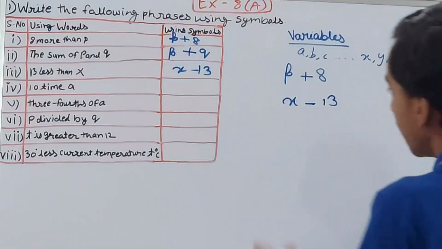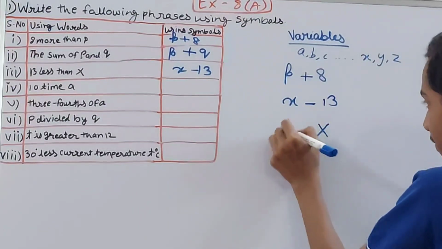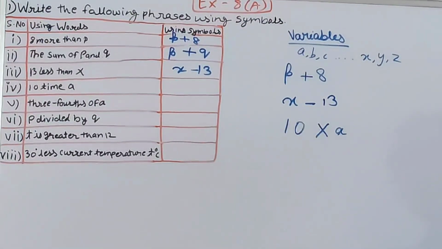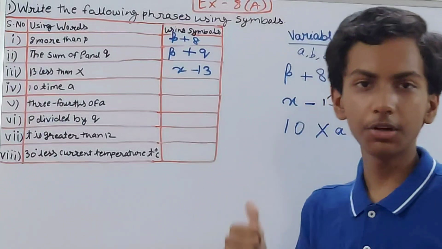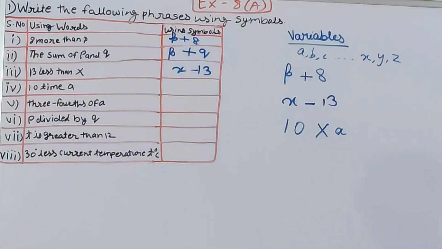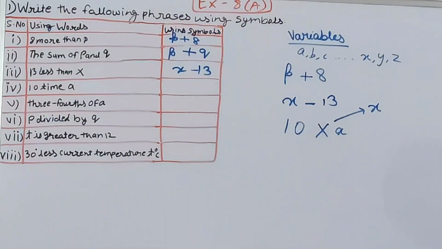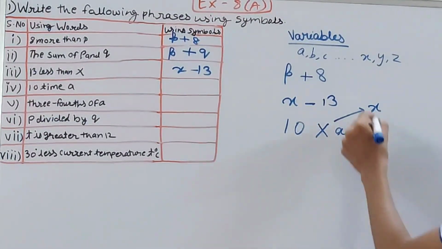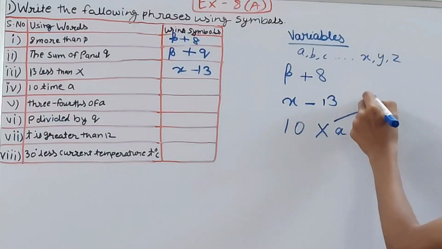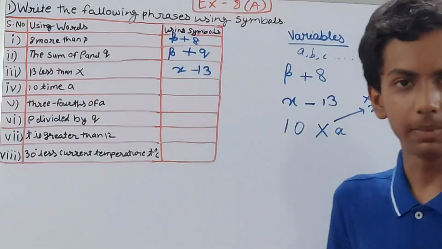Then 10 times A. Now we know 10 times means multiplication. So we have 10 into A, but generally in algebra we don't write 10 into A. We don't use this cross symbol. Why? Because this cross symbol can get confused with the X, right? If not this one, then we tend to make X like this, so both of them appear the same, and you can get confused sometimes.